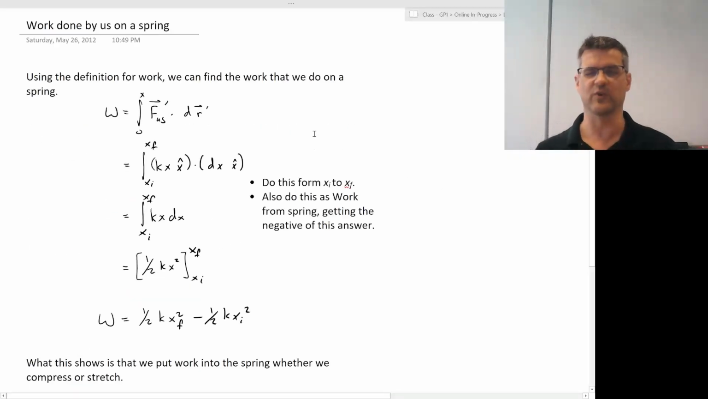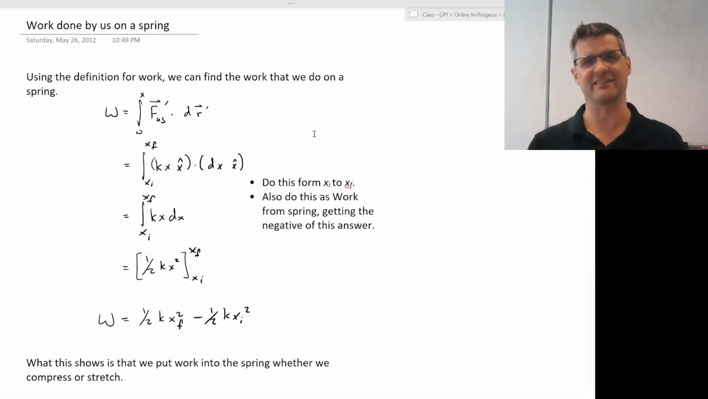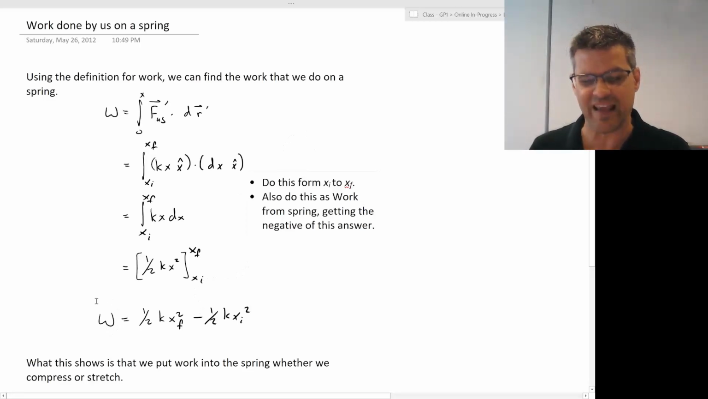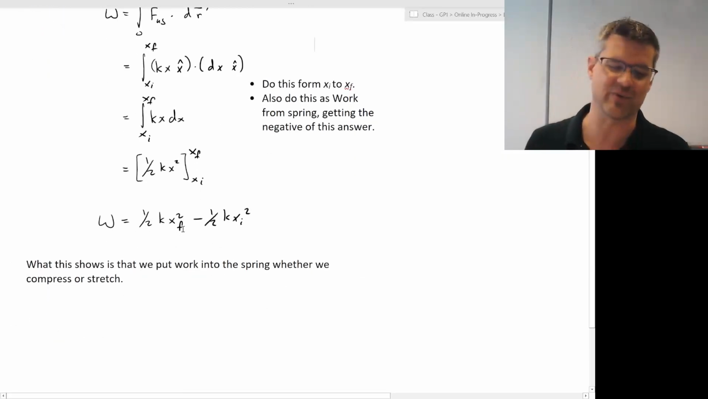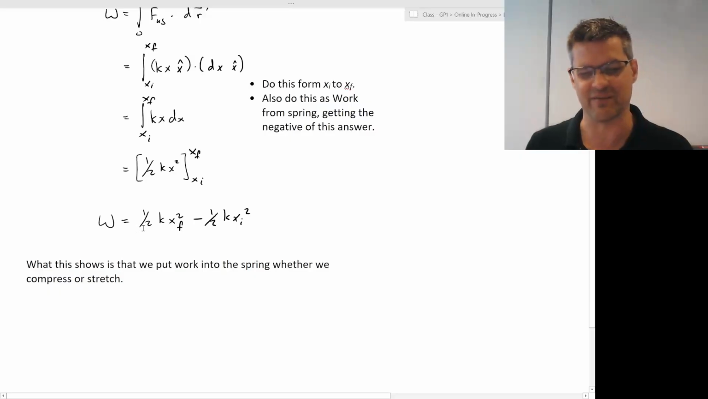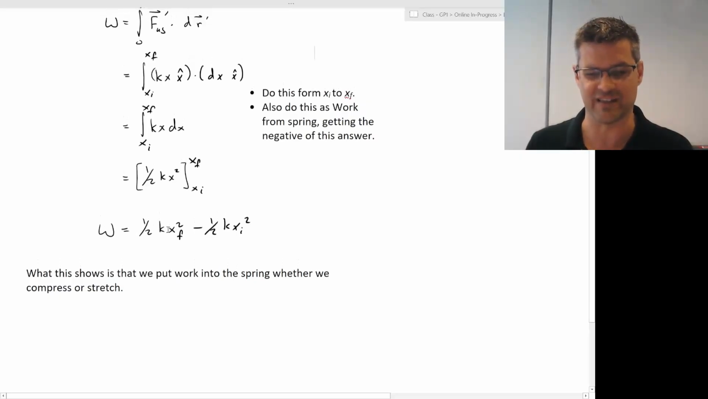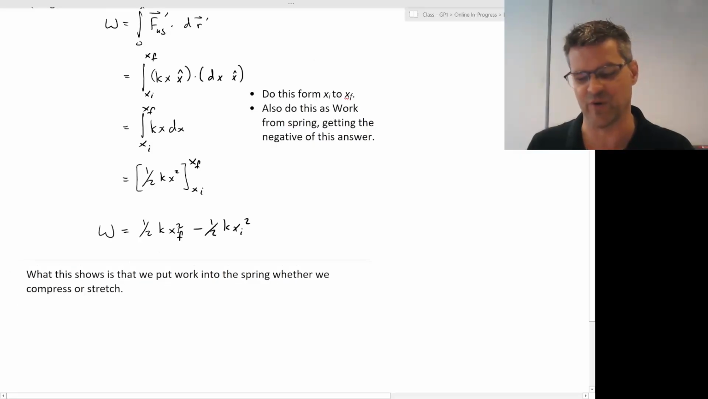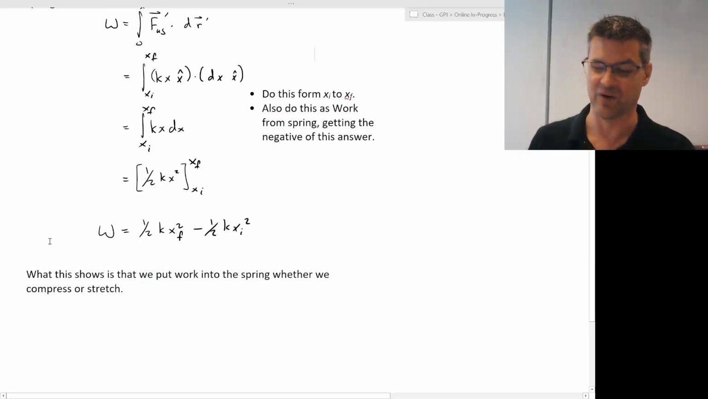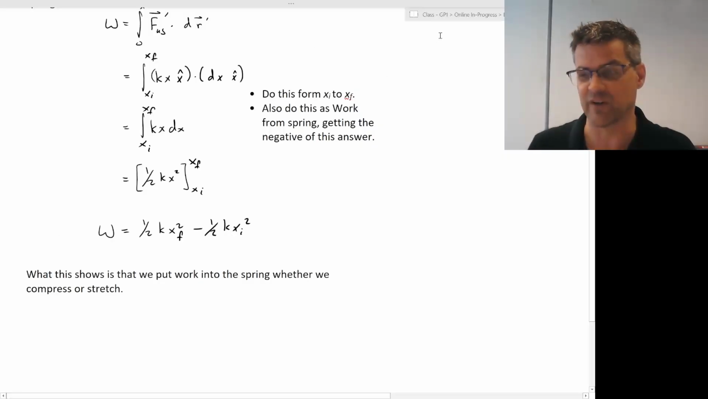So if we're wanting to do work on a spring, what we are doing is integrating against this spring constant and displacement. But because force changes as a function of position, our integrals are a little bit more complicated. The spring energy that's stored has a form more like 1/2 kx squared rather than something that is linear, some force over a distance kind of a thing. So this shows that we put work into a spring whether we compress or stretch, whether we make delta x bigger or delta x smaller. It's going to work in exactly the same way.